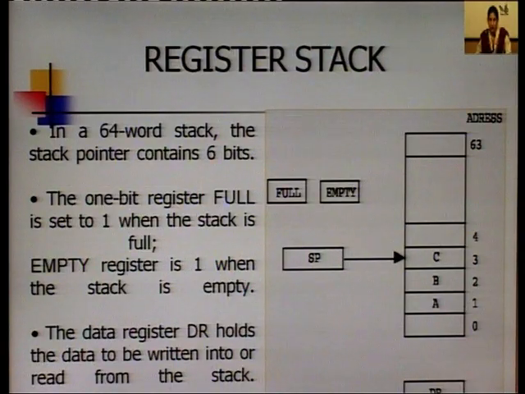The data register DR holds the data to be written into or read from the stack. So DR always acts as a temporary register where we can store the element after removing it from the stack, or the element which we want to insert in the stack. In this example, there is a stack having 64 words from 0 to 63, and in words 1, 2, 3 there are 3 elements, A, B and C. SP points to the third location, that is 3, where C is. We can remove this element from the stack and we can insert at the 4th position in the stack.